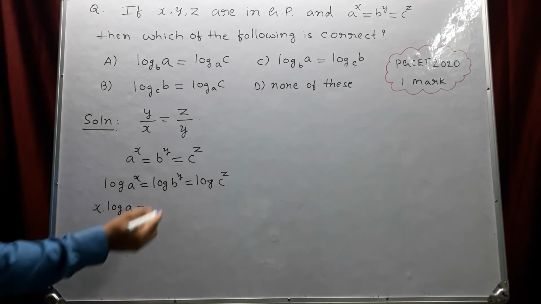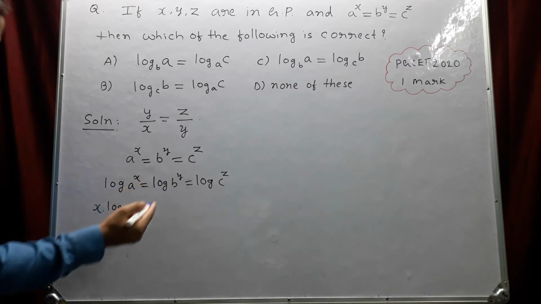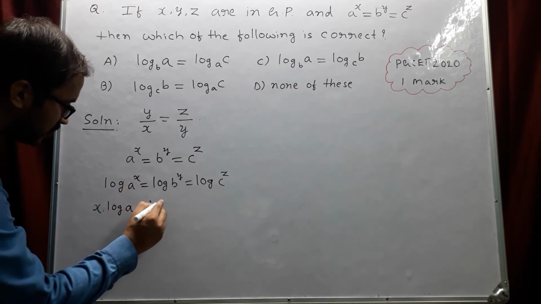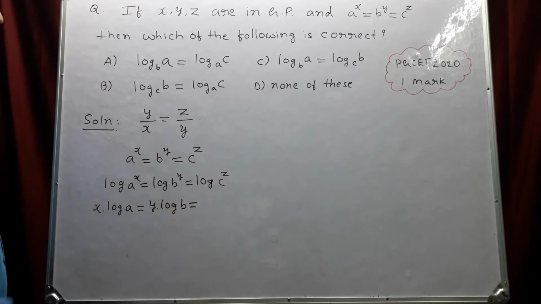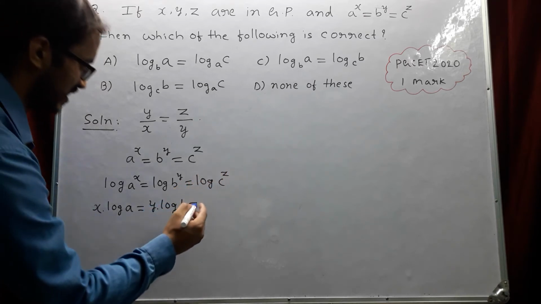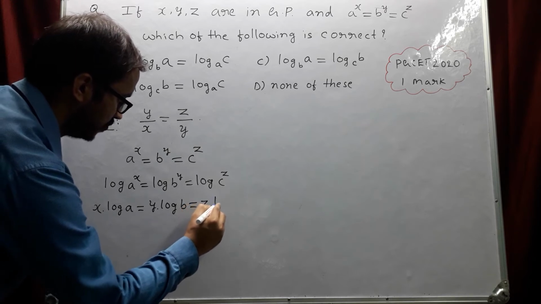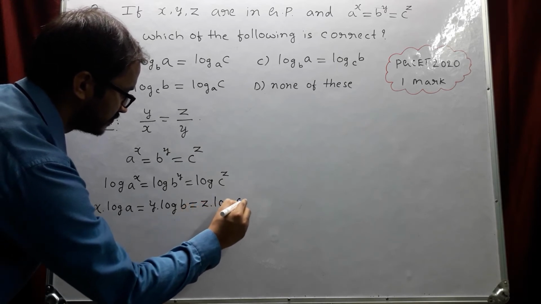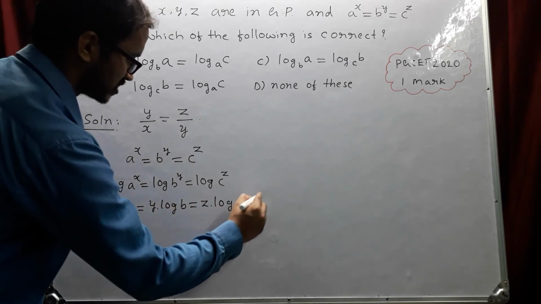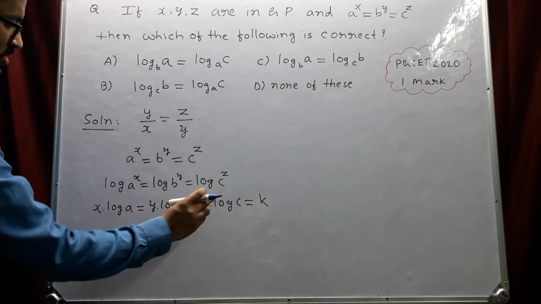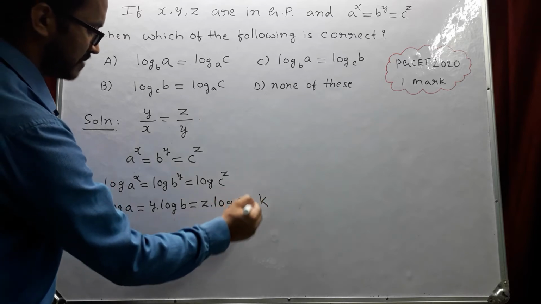So that is equals to log b power y, which we can write as y into log b. That is equals to log of c power z, which we can write as z into log c. So I will take this equal to some constant. Since all are equal, I will take that value as some k.